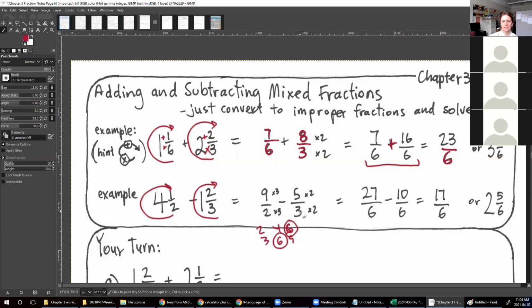And I want to change this thirds to sixths. So I'm going to multiply by 2 on the top and the bottom as well. So it's going to be 2 times 5, or 10 sixths. Now that my bottom numbers are the same, I'm going to keep them as sixths. We're just going to subtract the tops. So 27 minus 10 is 17, or 17 sixths, or 2 and 5 sixths.